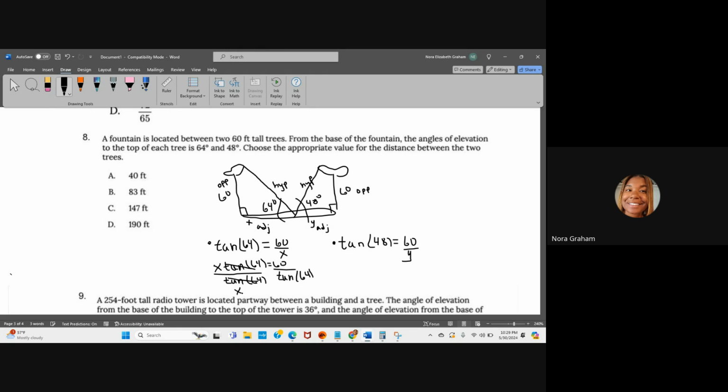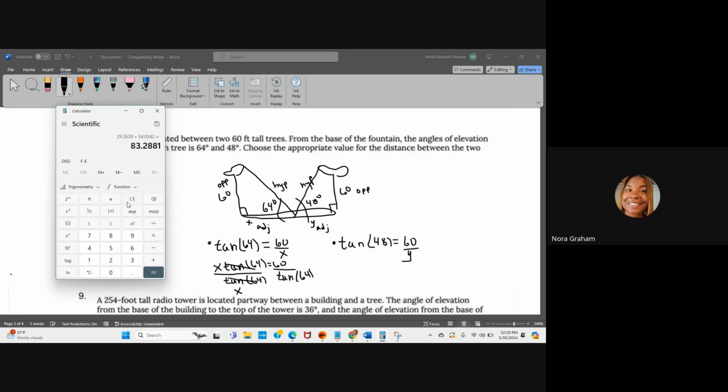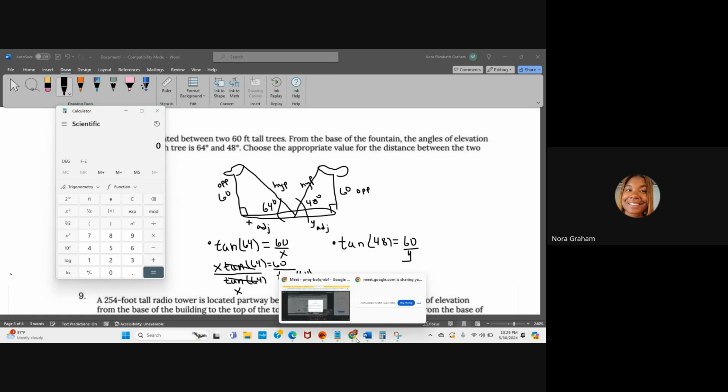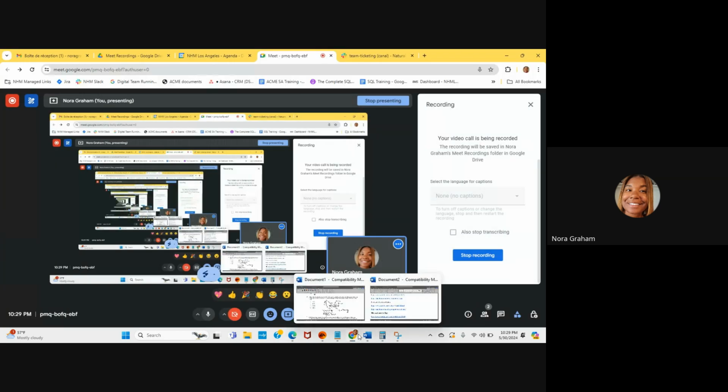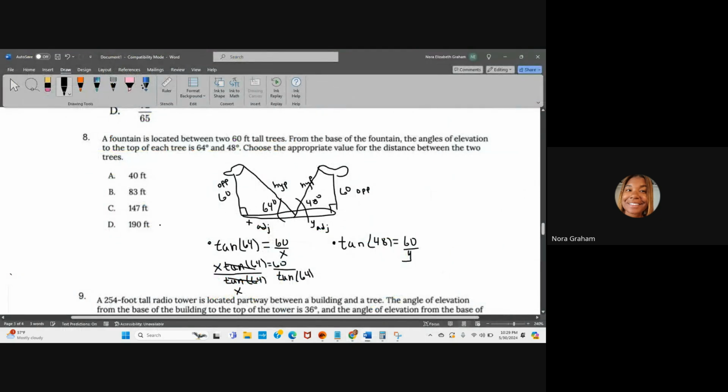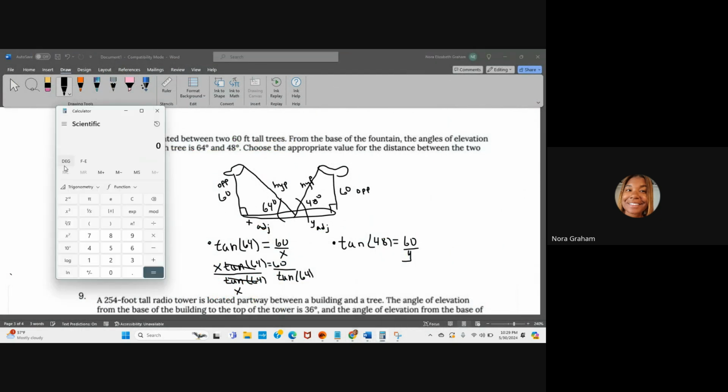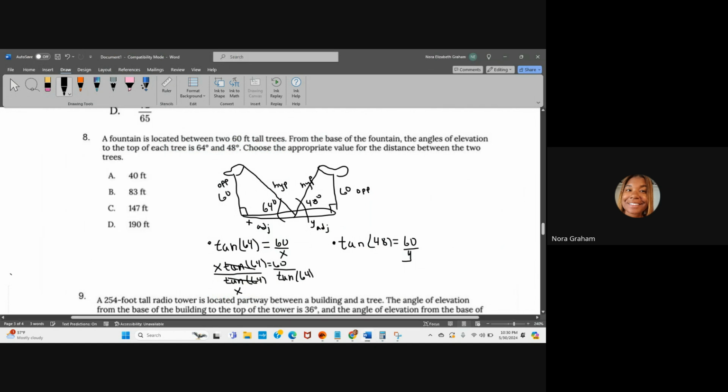Now it's just going to be calculator work. If you have a basic scientific calculator, always make sure that your calculator is going to be in degrees. And then you just plug and chug in your calculator. So I do 60 divided by tan 64. All right, that's going to be 29.2639. That sounds about right.